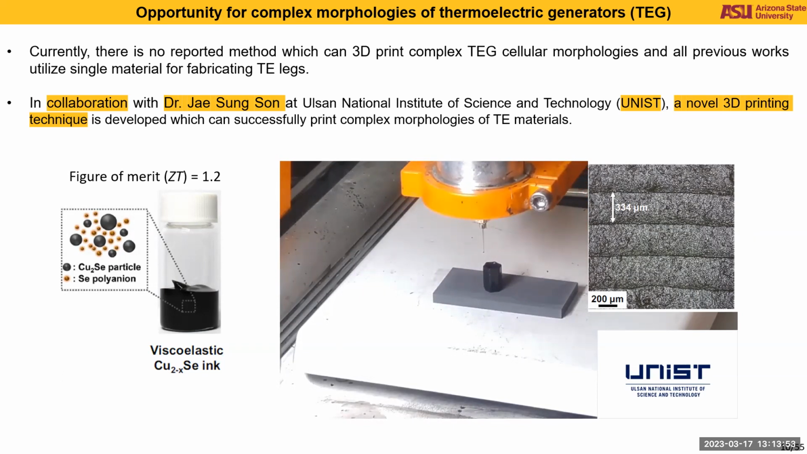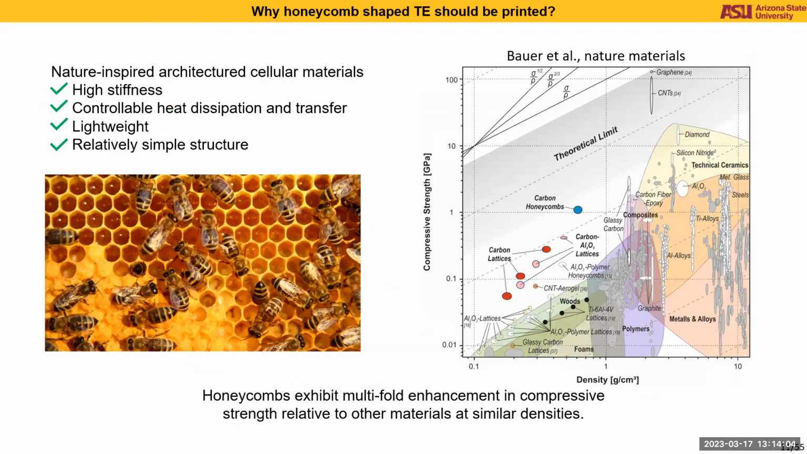But the question here is what kind of shapes should we print with it that provide us higher thermoelectric properties and mechanical strengths? To answer that, we can get inspiration from naturally occurring architectures such as honeycomb structures, which have relatively higher mechanical strengths. They provide better control over the heat transfer. And most importantly, they are very strong at relatively low densities.